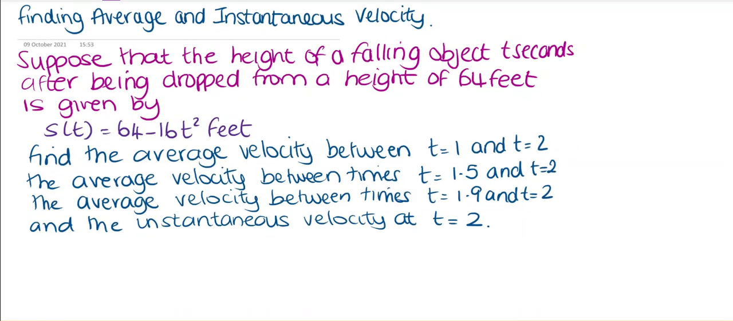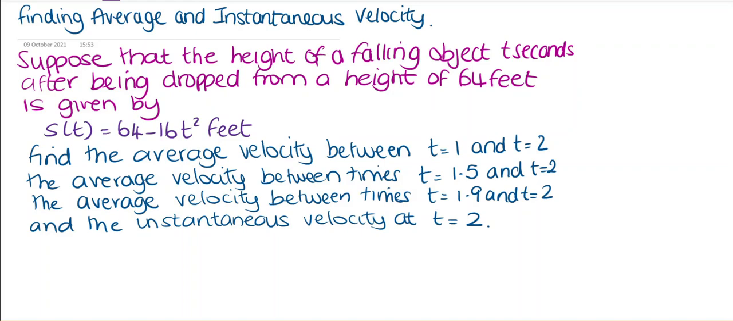Find the average and instantaneous velocity. So the question says, suppose that the height of a falling object, t seconds after being dropped from a height of 64 feet, is given by this equation.